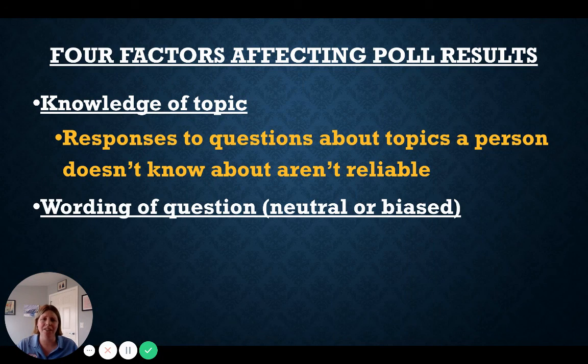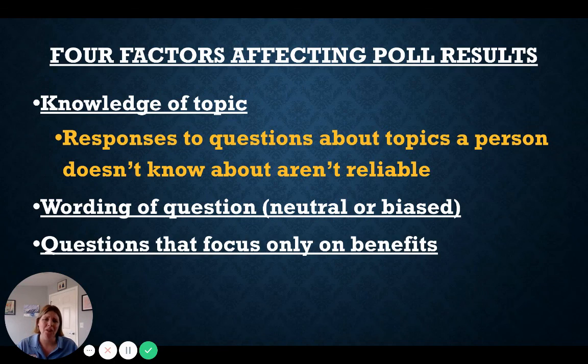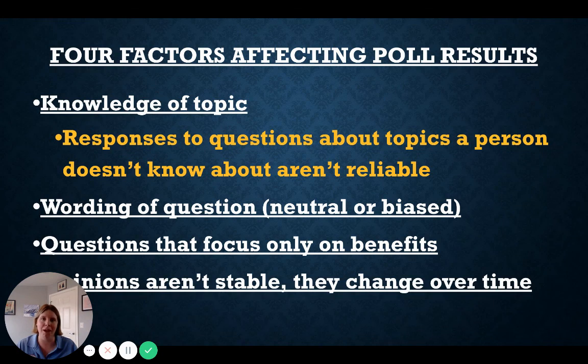Wording of the question: is it neutral or biased? Some questions only focus on benefits, and so they say, would you like this? And so people say, yes, they would like this. You can say 80% of people want more of this. But then if you said, well, would you like this if it meant higher taxes? People are going to answer that question differently. So some questions maybe only focus on benefits and not actual consequences of decision making. It's easy to say we like something, but then when you say, oh, we have to take this other thing away, maybe then we're going to change our opinion on that.